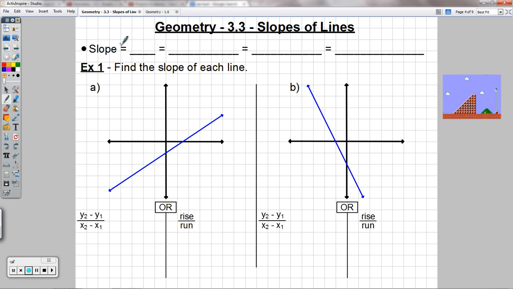Now, slope, we use the letter M to represent slope. I was doing some research on this recently and really couldn't find a definitive answer why we use the letter M. Just know that that's what we use to represent slope, the letter M. We also talk about slope as, you may have heard of this before, but rise over run.